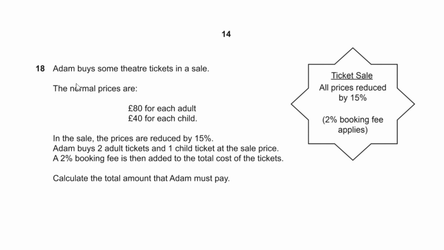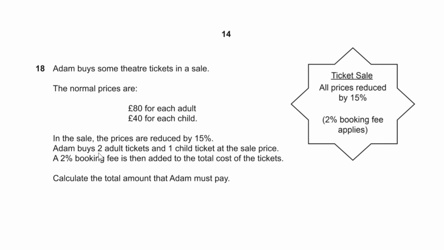Question number 18. Adam buys some theatre tickets in a sale. The normal prices are £80 for each adult ticket, £40 for each child ticket. In the sale, the prices are reduced by 15%. Adam buys 2 adult tickets and 1 child ticket at the sale price. A 2% booking fee is then added to the total cost of the tickets. We have to calculate the total amount that Adam must pay.